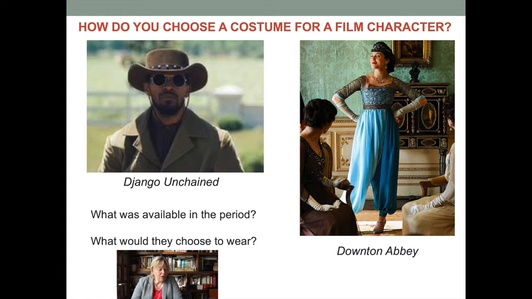How do you choose a costume for a film character, especially if you want to do costume drama? So here we have two examples from very successful films and TV series. Downton Abbey. So we have one of the daughters of the family wearing this rather exotic looking costume at the beginning of the 20th century with some loose pants, and another from the film Django Unchained, this kind of late 19th century fantasy about the black superhero.